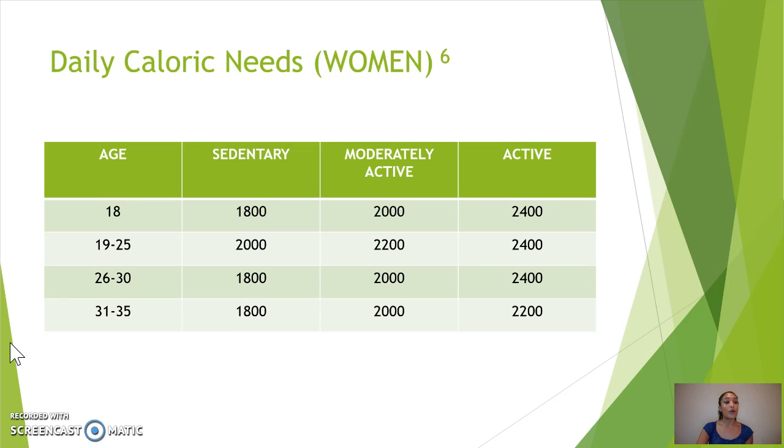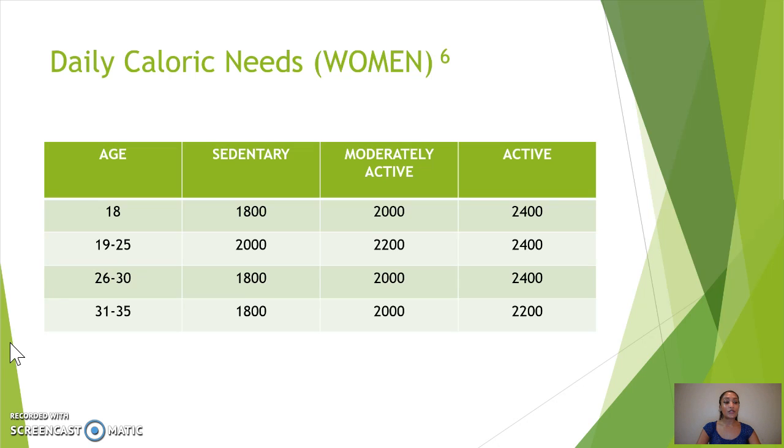So for women, if you're 18 and sedentary, you are recommended 1,800 calories per day. And sedentary means that you are getting little to no exercise. If you're 18 and moderately active, your recommended amount is 2,000 calories per day. Moderately active means that if you do exercise, you get less than about 2.5 hours each week of moderate aerobic activity. And I will be going over aerobic activity in just a little bit.